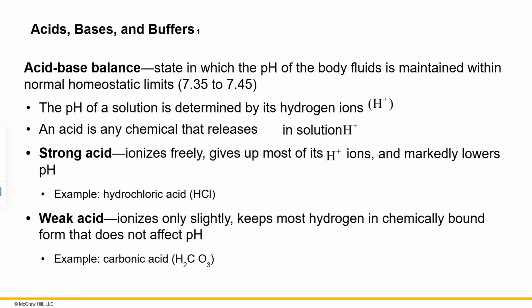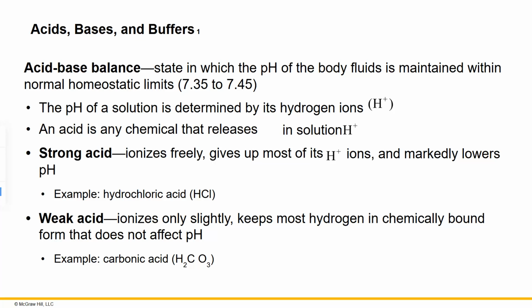Acid-base balance, a state in which the pH of the body fluids is maintained within normal homeostatic limits: 7.35 to 7.45. You need to have that range memorized. You need to know what the normal range of the pH of body fluids is.